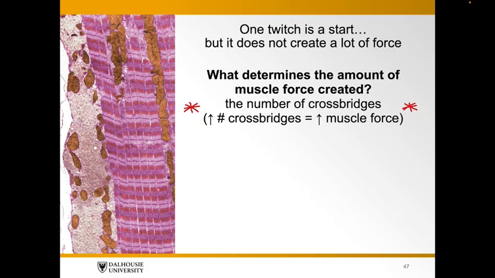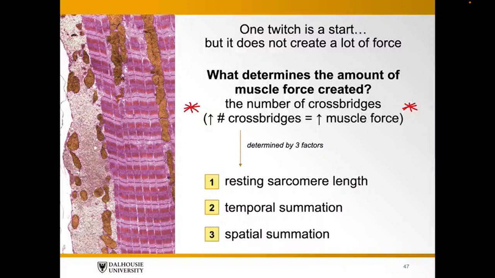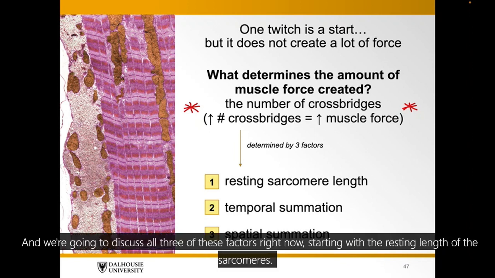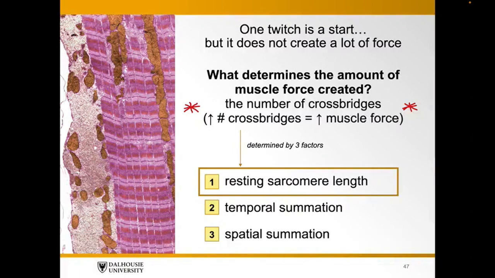Now, the follow-up question to that is what determines the number of cross bridges? And that's actually determined by 3 different factors. The resting length of the sarcomeres, temporal summation, and spatial summation. And we're going to discuss all 3 of these factors right now, starting with the resting length of the sarcomeres.